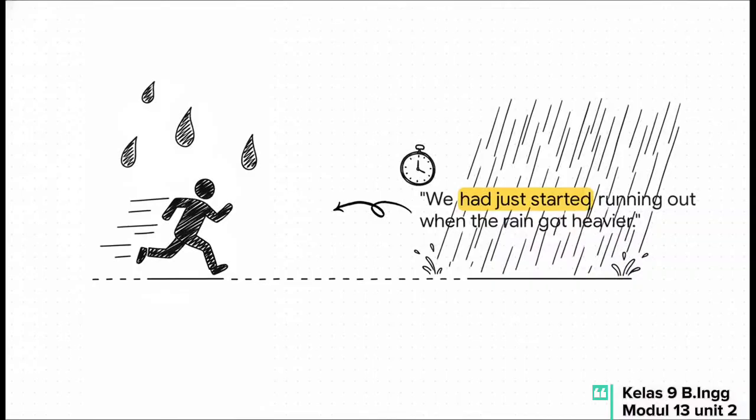And one more time, what's the sequence here? They had started running out before the rain got heavier. That one little word had does all the heavy lifting. It makes the order of events absolutely crystal clear for anyone listening.